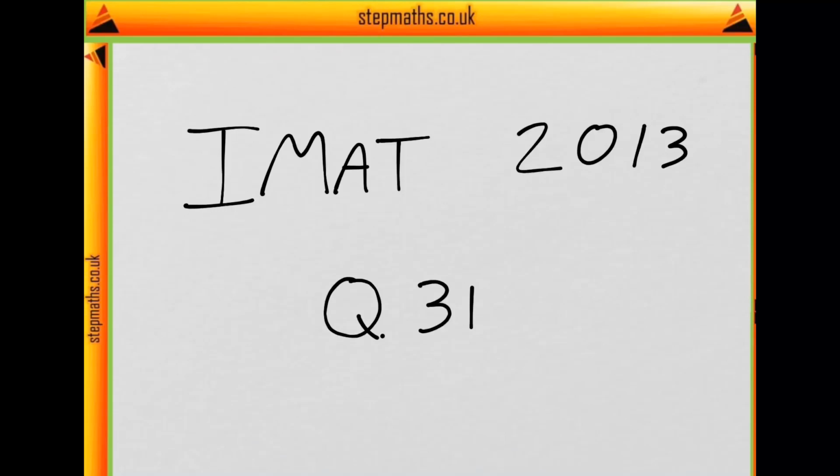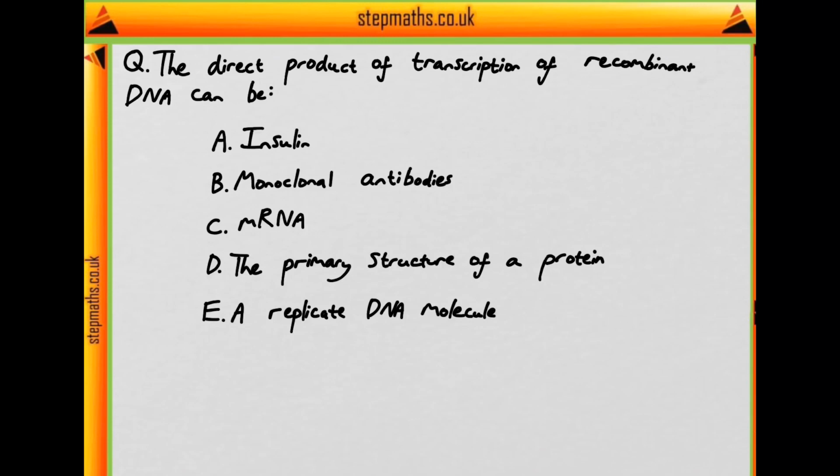This video is on question 31 from the 2013 IMAT paper. In this question we have to complete the sentence: the direct product of transcription of recombinant DNA can either be insulin, monoclonal antibodies, mRNA, the primary structure for a protein, or a replicate DNA molecule.